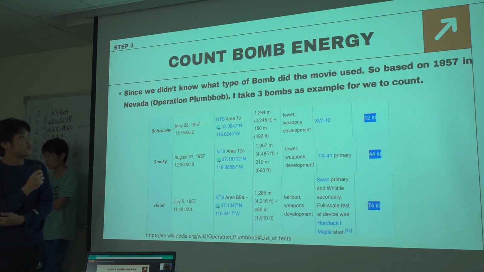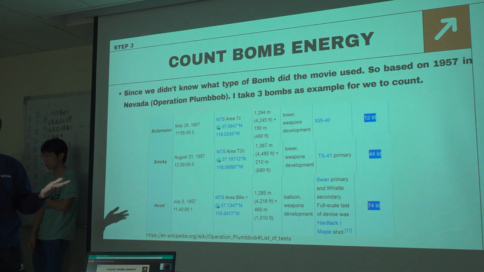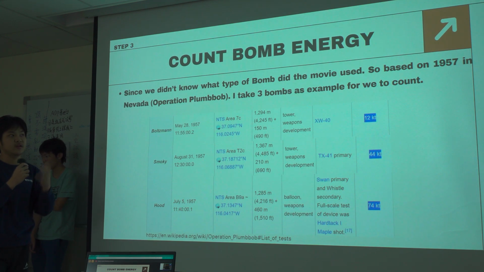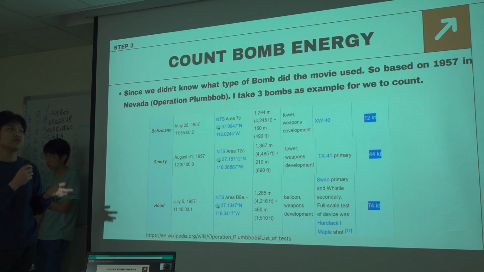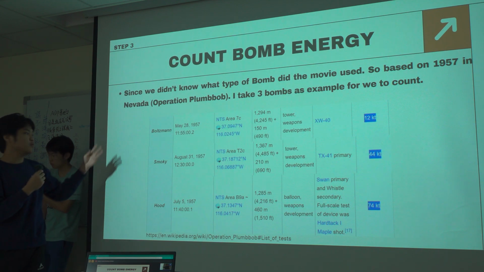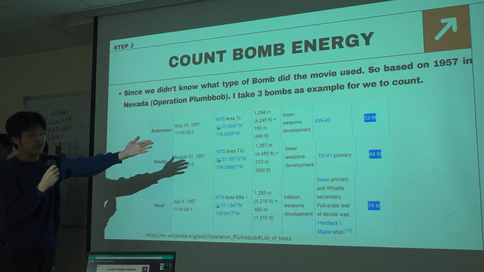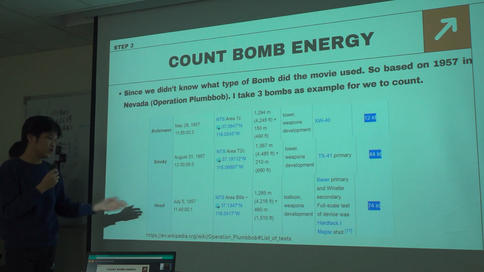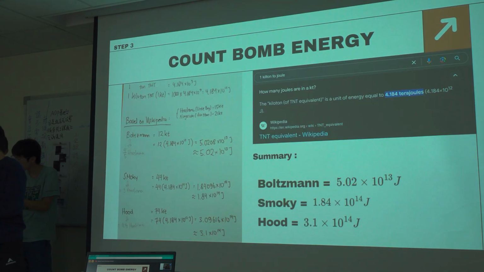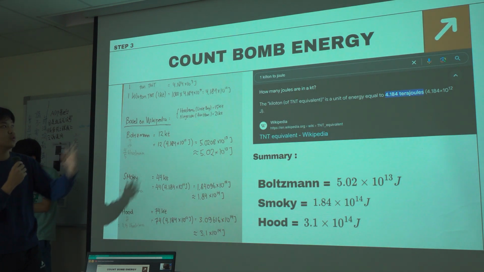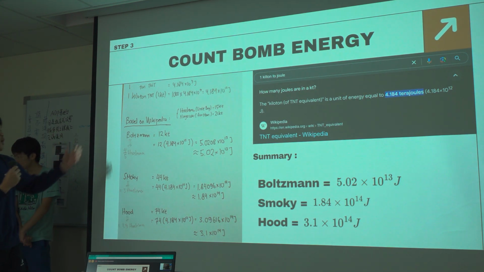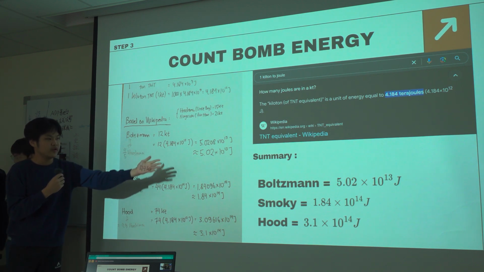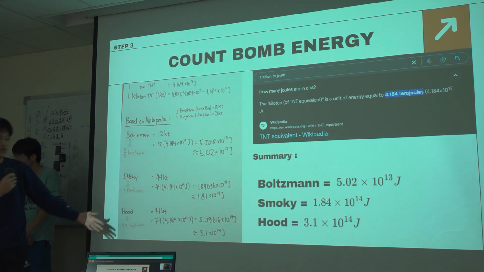Because in the movie we didn't know which type of bomb he used, but it takes place in 1957, and in 1957 there was Operation Plumbbob, so I just take 3 as an example: Boltzmann, Smokey, and Hood, with Boltzmann 12 kilotons, Smokey 44 kilotons, and Hood 74 kilotons. So we need to count the energy. 1 kiloton is equal to 4.184 terajoules. We just need to multiply it, 12 kilotons for Boltzmann, and you get those results, then Smokey and Hood.